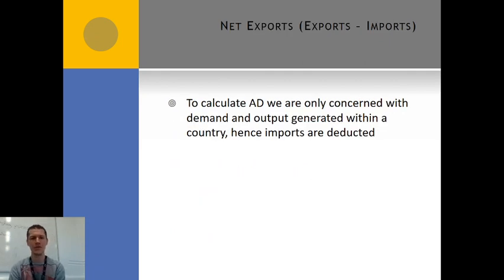Okay, so the first point to note then, to calculate AD, we are only concerned with the aggregate demand and the output generated within the country. So we take away the imports. In quite a lot of worksheets I've set you so far, it keeps on talking about the circular flow of income. We're not even going to do that yet. We don't do it this side of half term. We'll only see it once more and then it's half term.